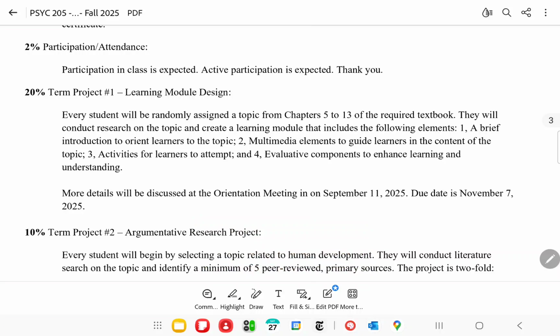And the final piece, the fourth piece, is an evaluative component. Okay, so evaluative components to enhance learning and understanding. You can create a quiz, you can create a matching exercise, sort of a fill-in-the-blanks exercise. And if you do create something requiring a response or requiring an answer, please make sure you provide an answer key. Okay, please ensure you provide an answer key.